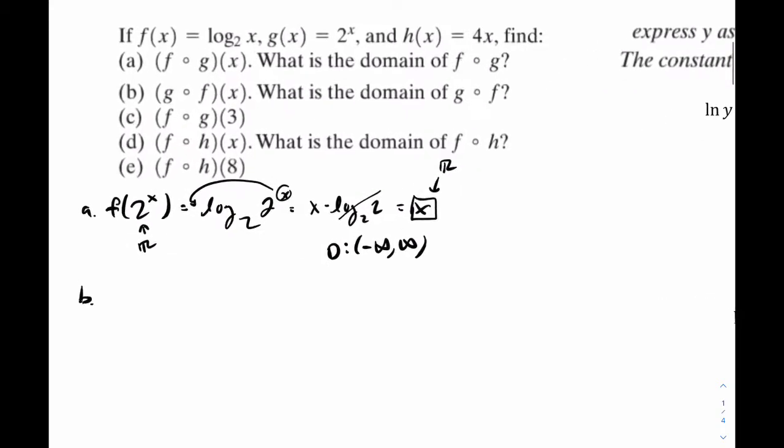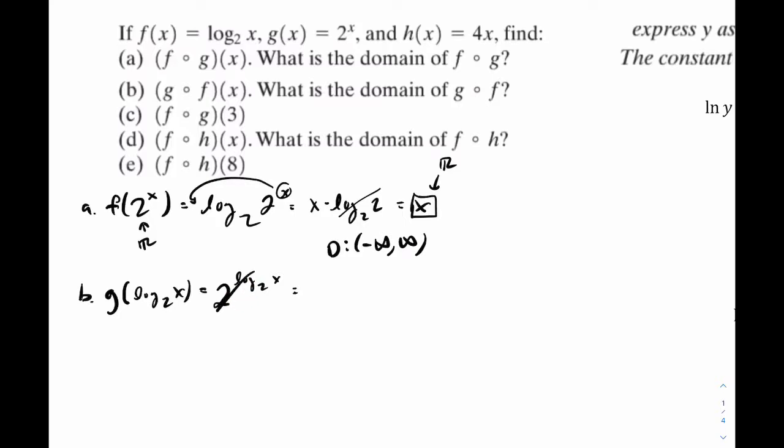Let's do B. We switch it, g of f. So g of f is log base 2 of x. All right, let's plug it in. So g is 2 to the power of log base 2 of x. We can see that this is the sandwich property. Let's cross it out. And we get x.